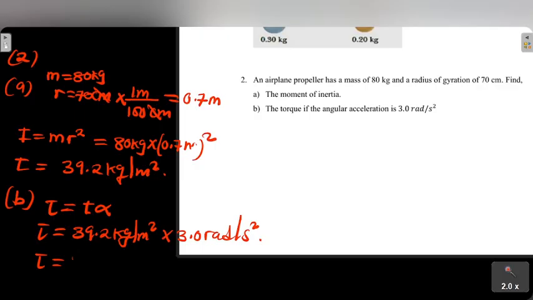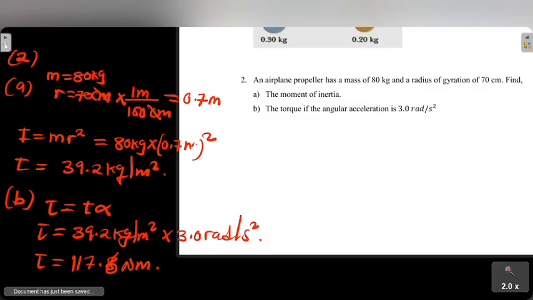So when you multiply, you should be able to get 117.6. The unit for torque that we use is Newton meter. So that becomes the torque of our system there. That's what we do for question number 2.